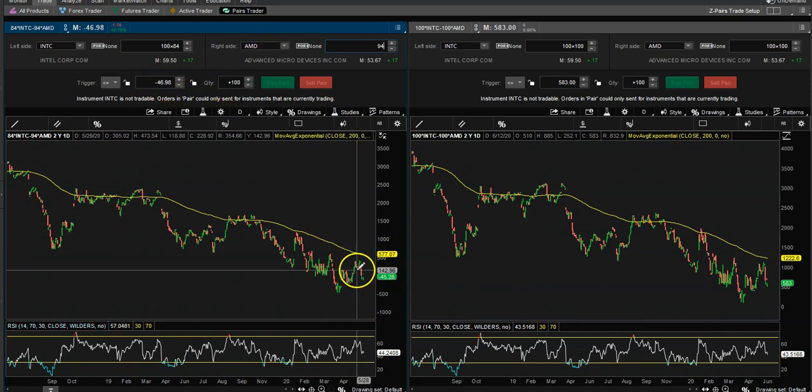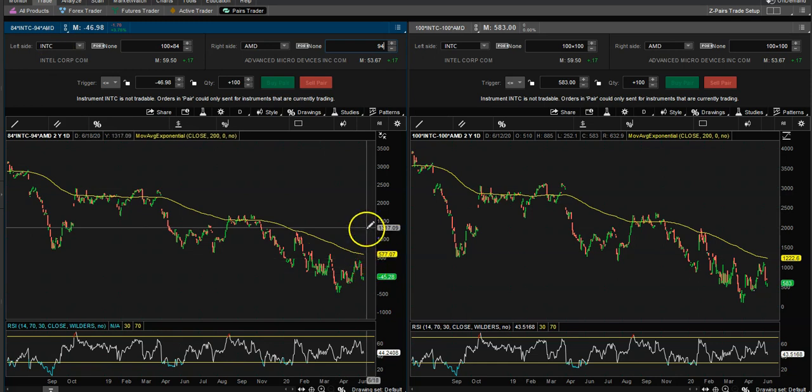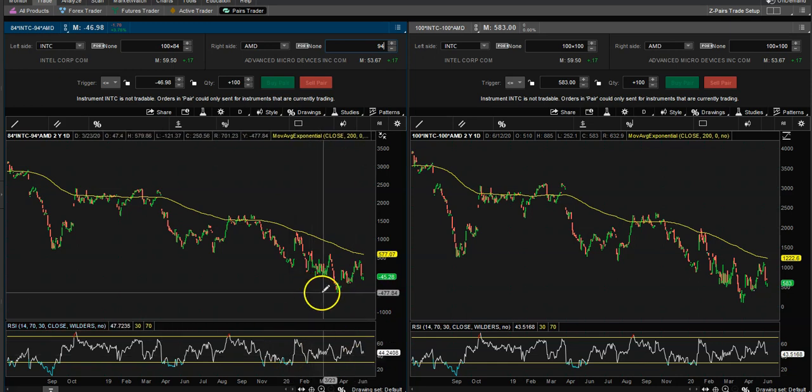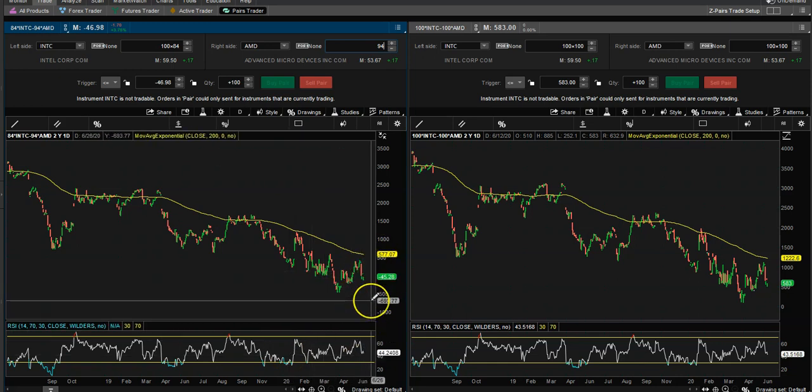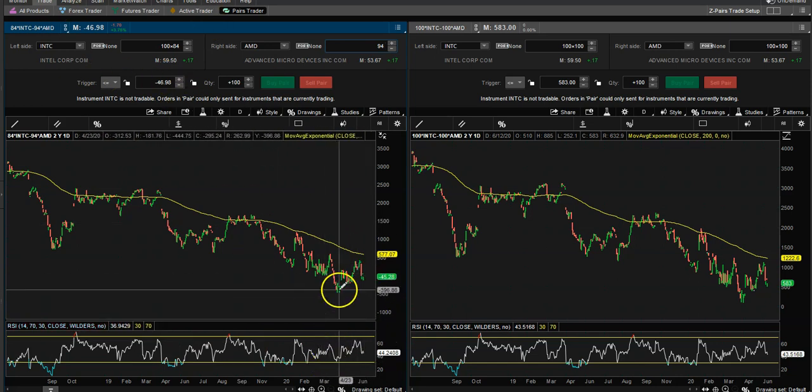46.98. Now, what we want is, if we're going to be long Intel and short AMD, we actually want this number to rise. So what we would do is come over here and look to buy the pair because we want Intel to actually outperform AMD, and we could maybe wait for price to come lower and put that trade on, or look for a support level and look for a bounce. There are multiple different ways to do this.